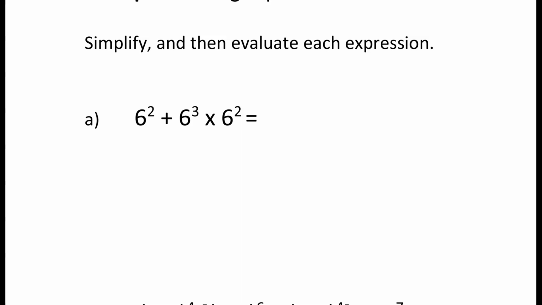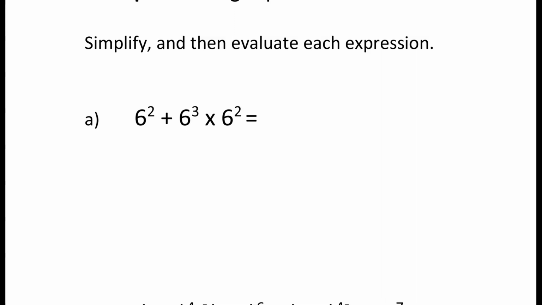First question we have is 6 to the power of 2 plus 6 to the power of 3 multiplied by 6 to the power of 2. First thing we have to think about is order of operations. We're following that BEDMAS, so we're looking for brackets first. There's no brackets. In this situation, we'd look for exponents. Are there any exponents that we can combine together?